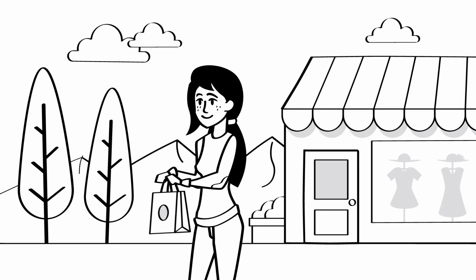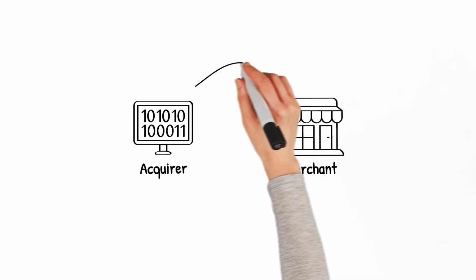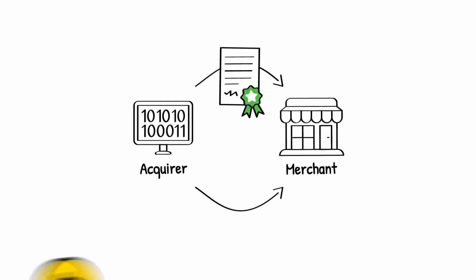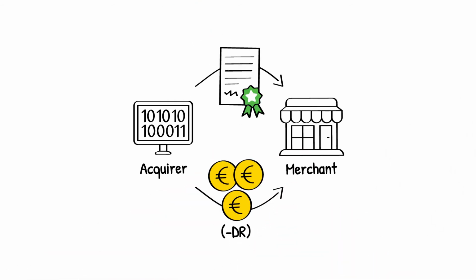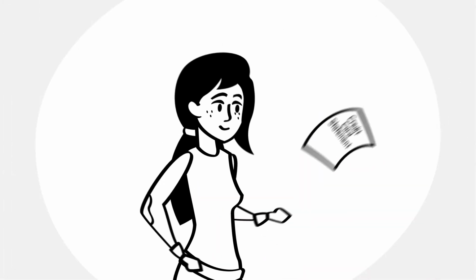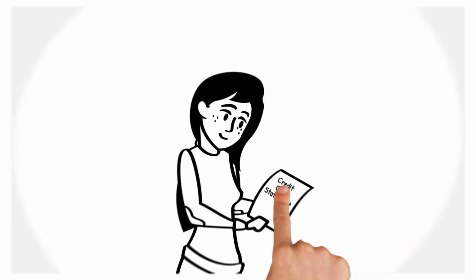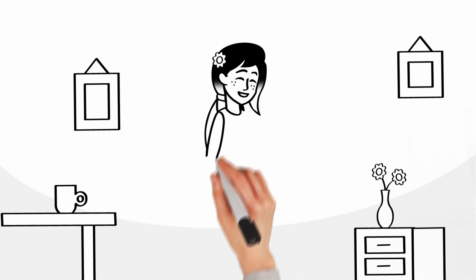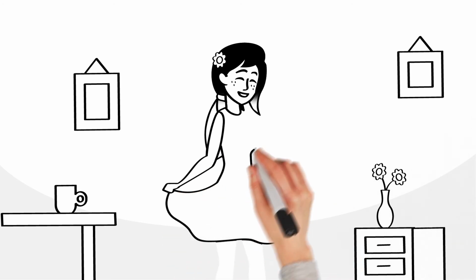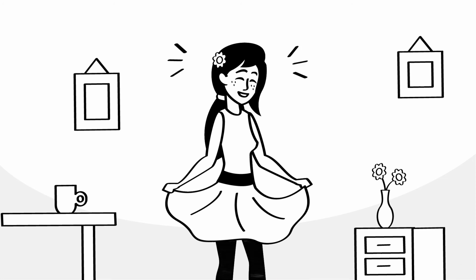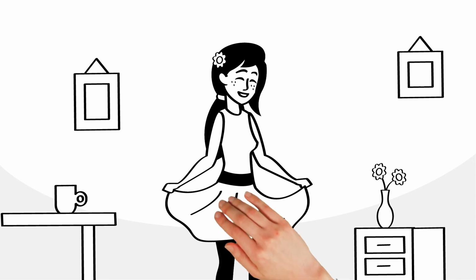But what happens after she leaves the shop? At close of business, the acquirer sends the merchant a settlement and funds with the discount rate, DR, deducted. The card issuer then sends Sarah a statement. For Sarah, this was a smooth experience that took seconds. For her, all this process was not visible. She did not see how complex a payment is in reality.